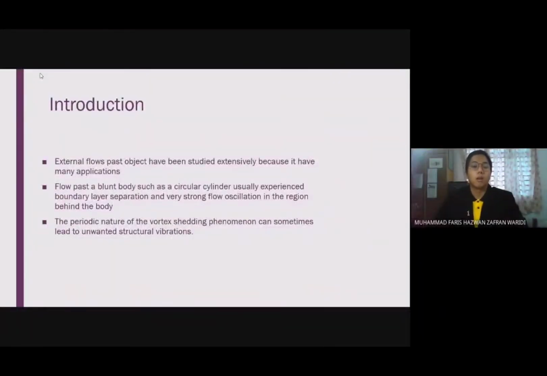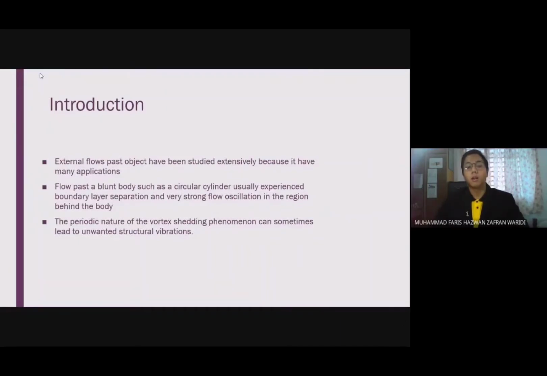Okay, I would like to present about the introduction of this video. External flows past an object have been studied extensively because they have many applications. For example, aerofoils are made into streamlined shapes in order to increase the lift and at the same time reduce the aerodynamic drag exerted on the wings. Flow past a blunt body such as a circular cylinder usually experiences boundary layer separation and very strong flow oscillation in the region behind the body.